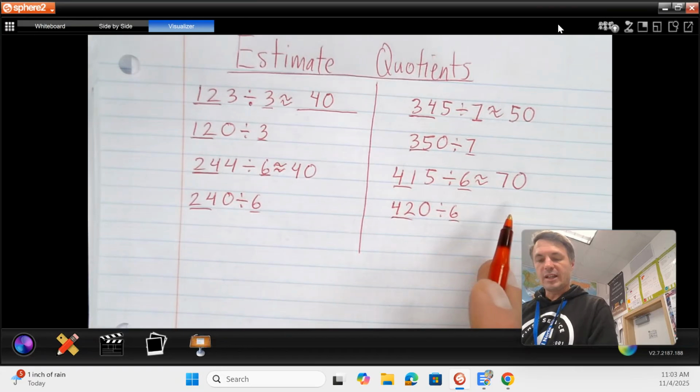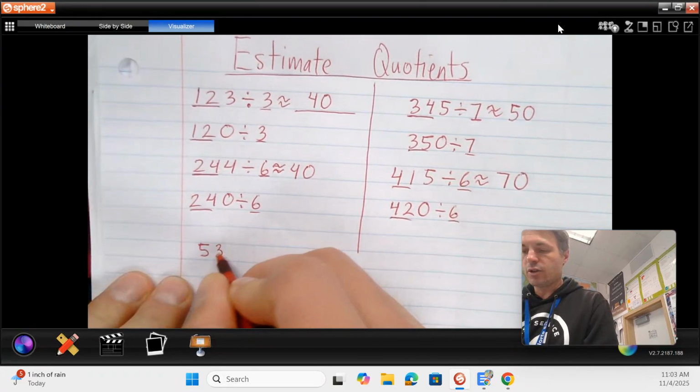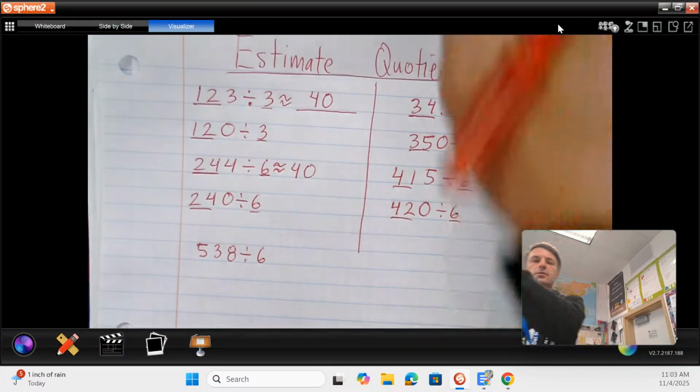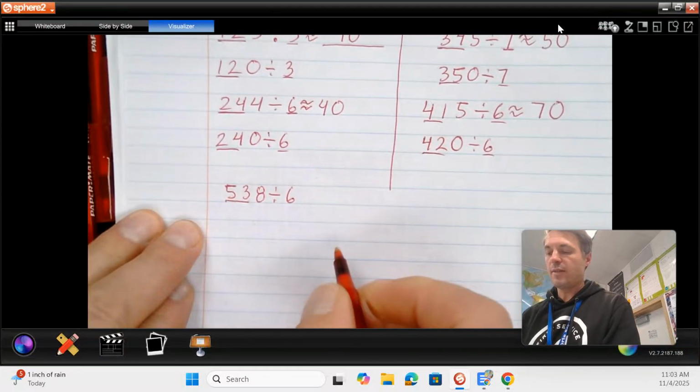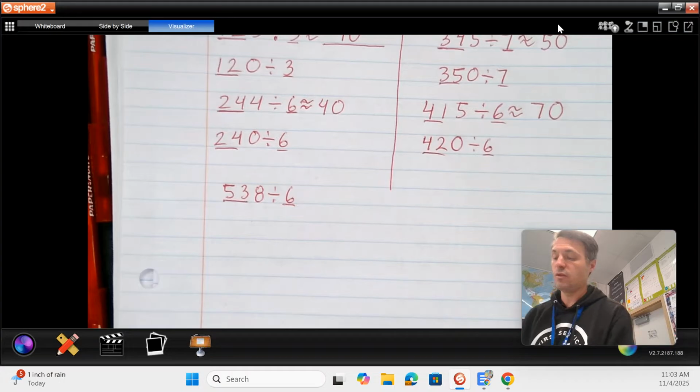Okay, let's do 538 divided by 6. So again, look at the 5 and the 3 and look at the 6 and think, what's the closest multiple of 6 to 53? Well, if you thought 54, you're correct, because 6 times 9 is 54.